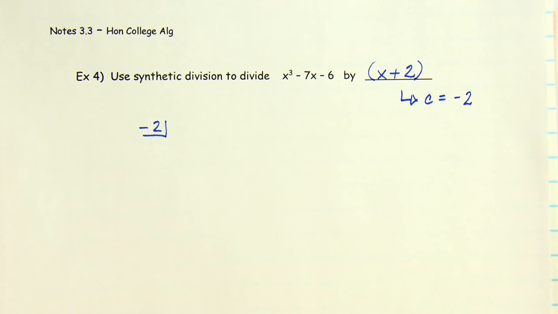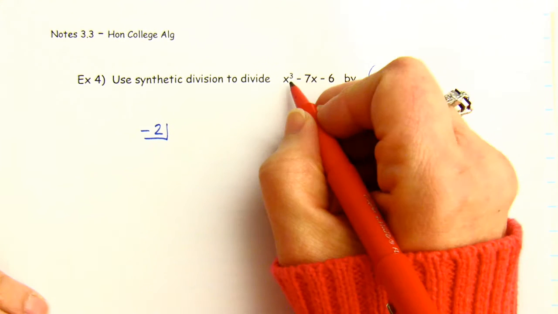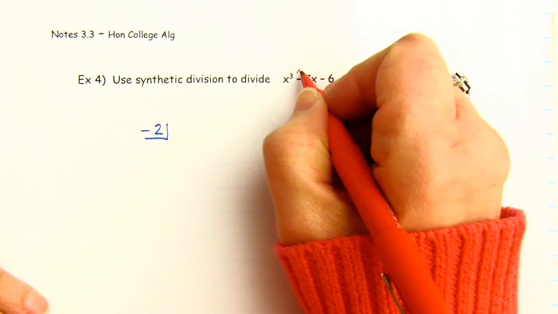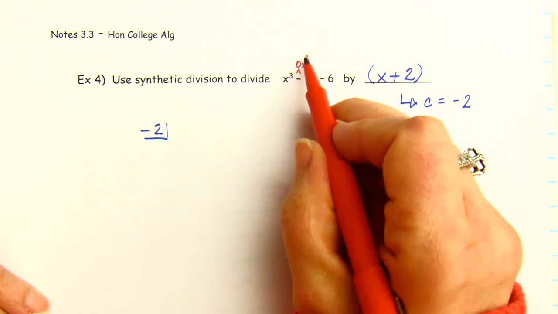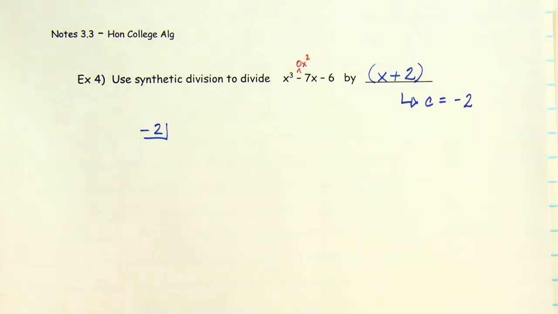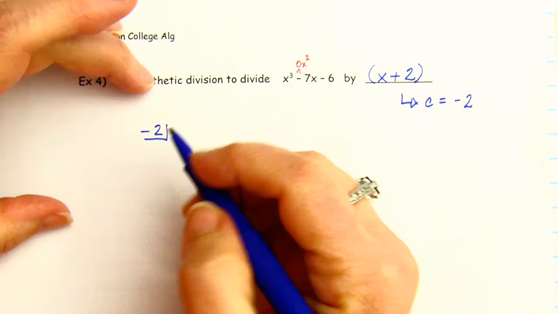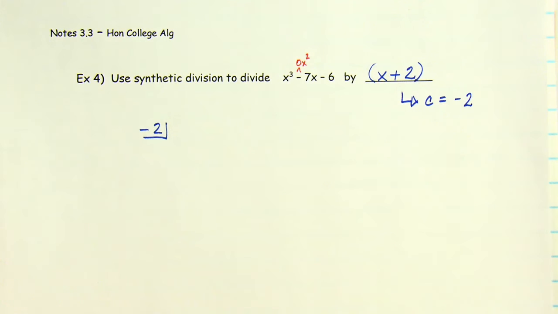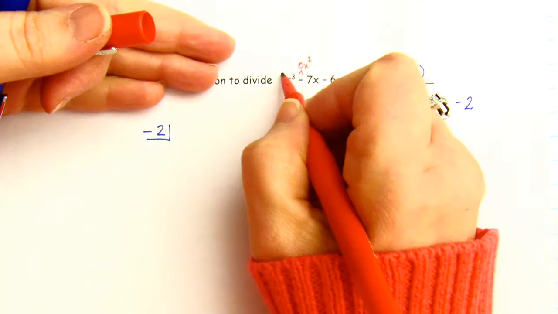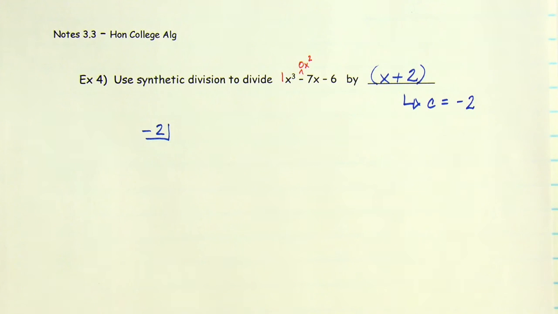Do you know which terms I'm missing? Well, I've got a third power. There's my cube, but I am missing a quadratic term. So 3, 2, 1, none. I'm missing just a quadratic term. And so I need to put a 0 into my synthetic division here. Now remember, if there's no number there, that's a 0.